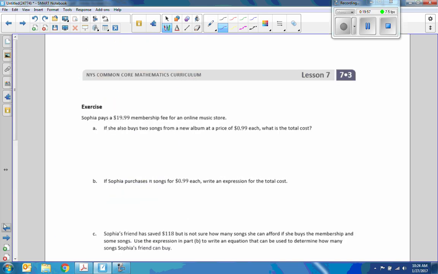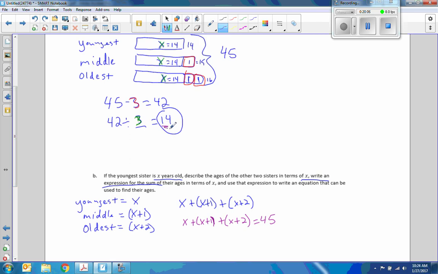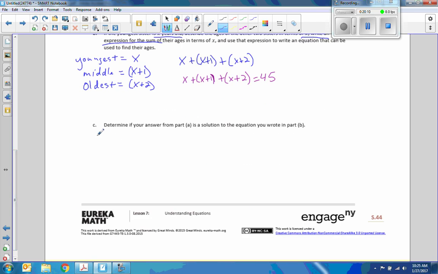Now it says, oh, same page, scroll. Determine if your answer from part A is a solution to the equation you wrote in part B. So we got 14 for my answer, 15 and 16. So we want to prove that with my expression. Convert it to an equation by setting it equal to 45.